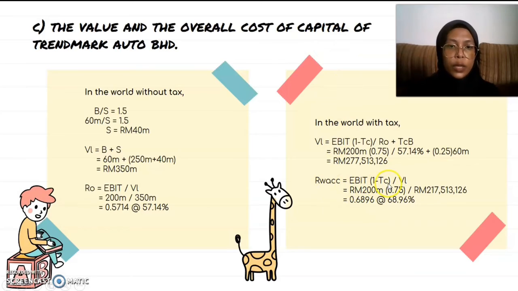So now we can calculate the overall cost of capital, which is the RWACC. We can use this formula, which is EBIT multiplied by 1 minus TC divided by value of firm, because we have all of this. So we use 200 million multiplied by 0.75 divided by the value of the firm that we calculated just now. So the RWACC is 68.96%.